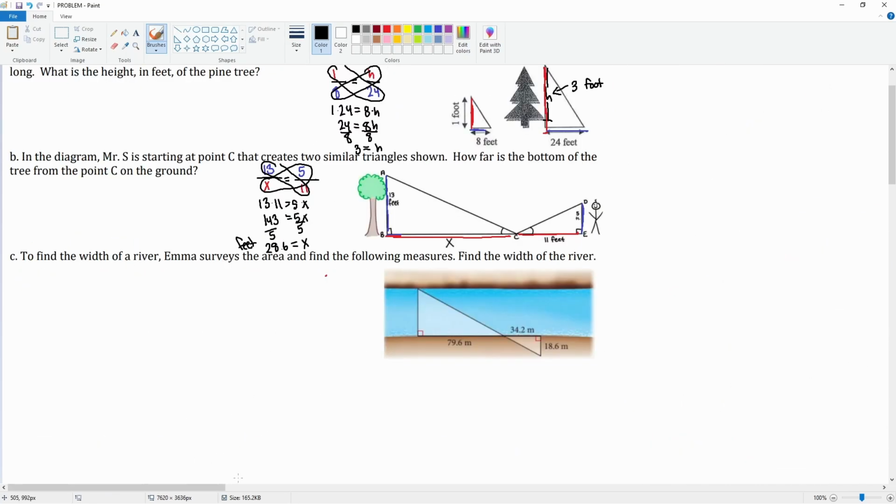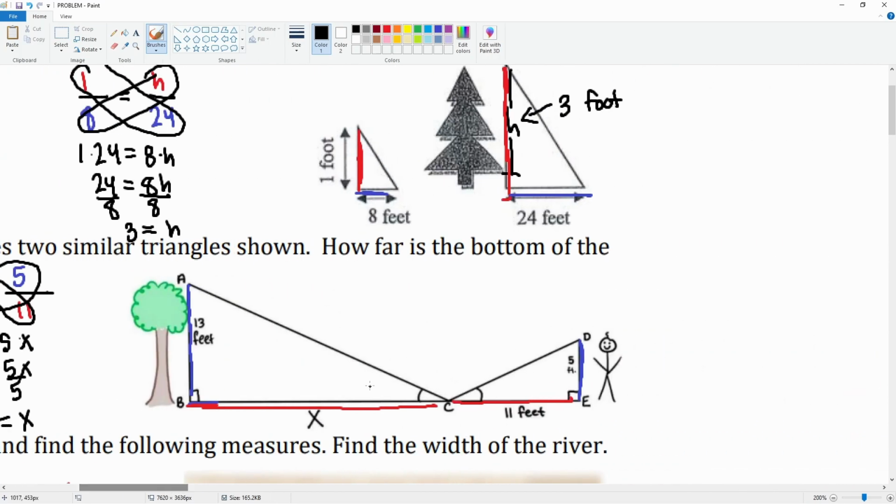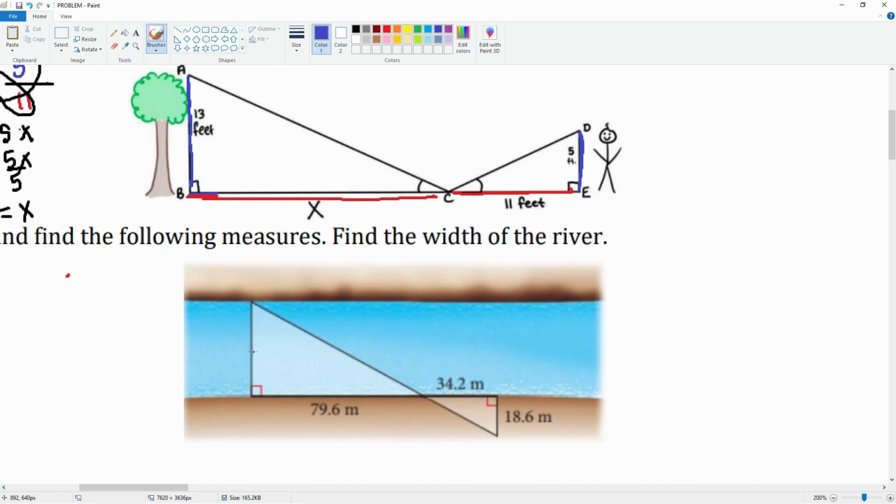Next, to find the width of the river, Emma surveys the area and finds the measurements. Find the width of the river. The width of the river is considered to be this value right here, and I'm going to make that blue. Its corresponding side is that, horizontally corresponding to this, also horizontally. Now we can set up the proportion. All right, and let's set up the vertical part first. So the blue W on the right hand side is the 18.6. On the bottom it is the 79.6, which is the horizontal, and the 34.2 meters.